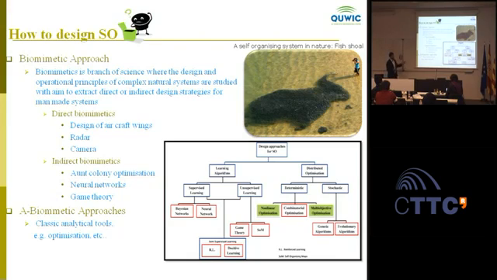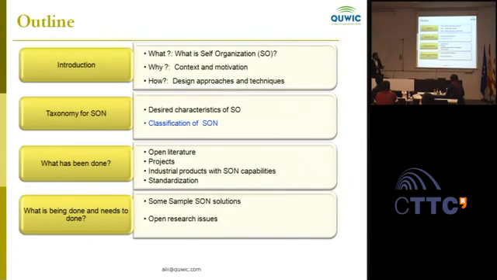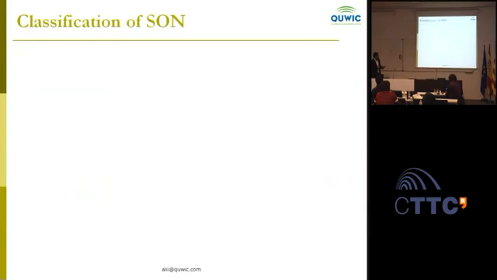Biomimetic approaches, that's what most of us do, means classic optimization. If you want to go into this, this is a non-exhaustive list, and the classification is in our paper. Here you will find some more detail on biomimetic approaches, and I'll come back to design once I go towards the technical contribution. Okay, classification of SON.